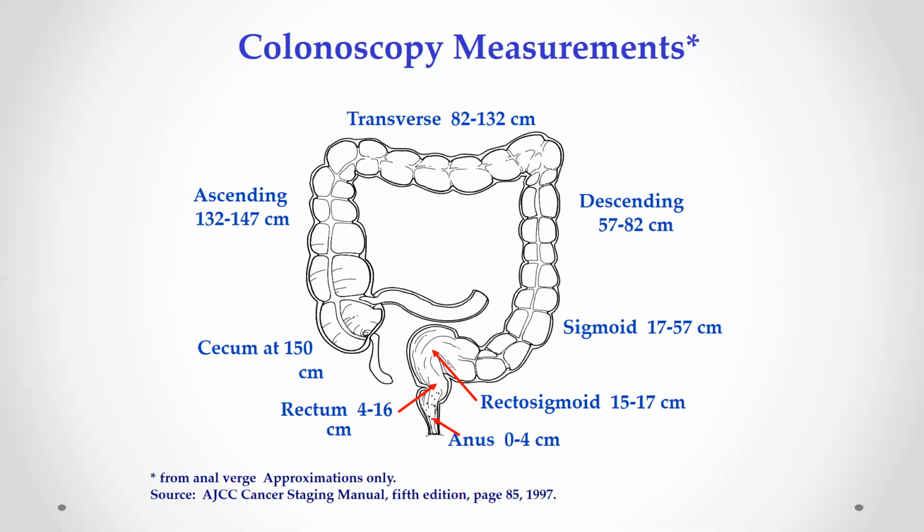Colonoscopy reports will describe the location of a mass or a polyp as being so many centimeters from the anal verge. This measurement can then give us an approximate location. So for example, if a mass is described as being 65 centimeters from the anal verge, you would code that in the descending colon by using this diagram, since the descending colon ranges from 57 to 82 centimeters. Read carefully so that you know it is the location of the tumor and not the size of the tumor.